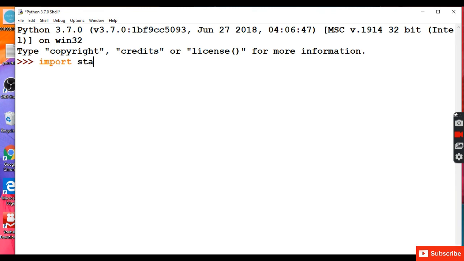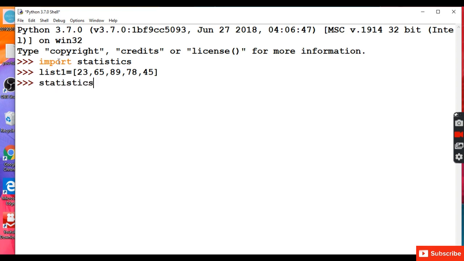Next is the statistics module. The statistics module provides functions for calculating mathematical statistics of numeric data. To calculate the mean, the mean function is used, and to calculate the median, we use the median function. To calculate the mode, we use the mode function. So first we have to import the statistics module.